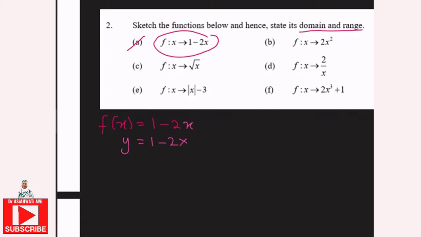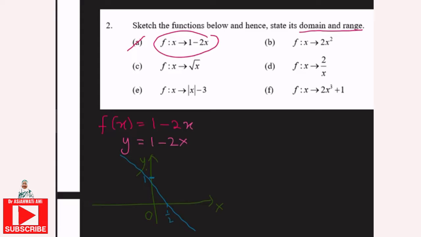So this is the x, y axis. Sketch the x, y axis. Try to find the domain and range using the graph. When x is equal to 0, y is 1. When y is equal to 0, 2x equals 1, so x is equal to 1 over 2. So the graph is like this.